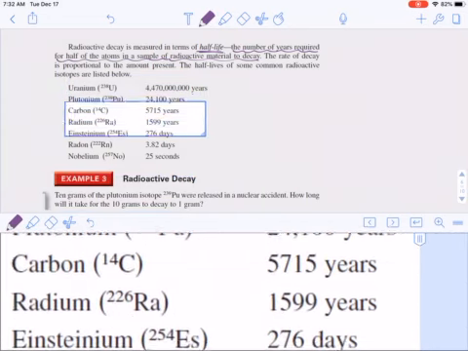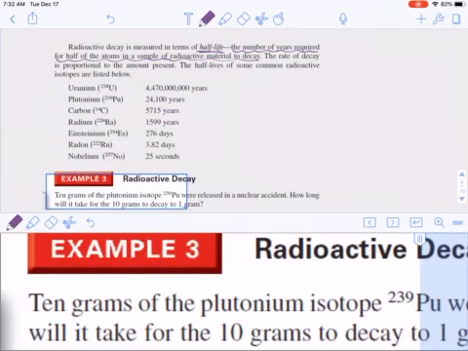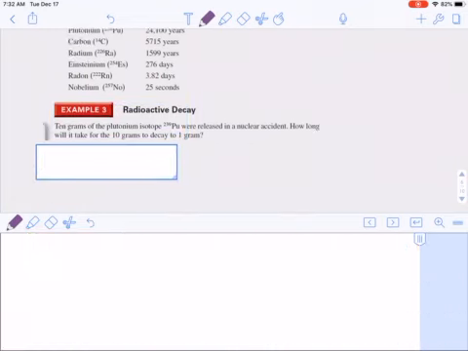These elements listed with their half-lives, I think you might need to reference that for homework, so in case it doesn't feel like you have enough information, don't forget that you have that. So it says 10 grams of plutonium isotope were released in a nuclear accident. How long will it take for the 10 grams to decay to 1 gram?